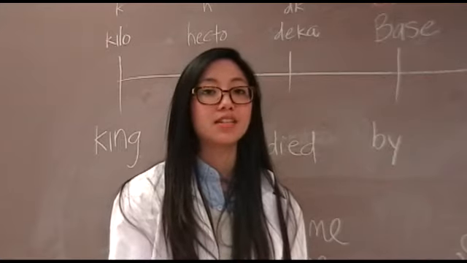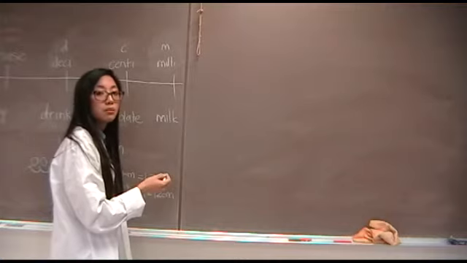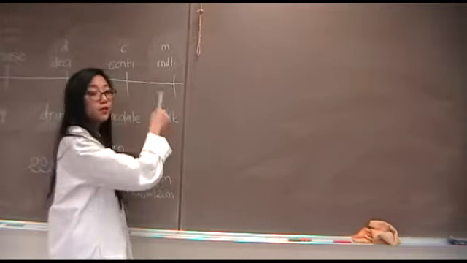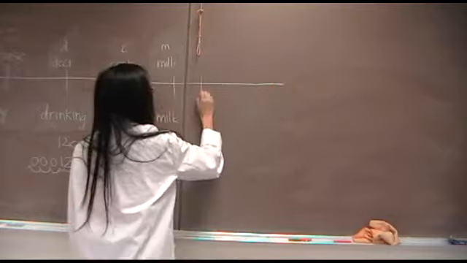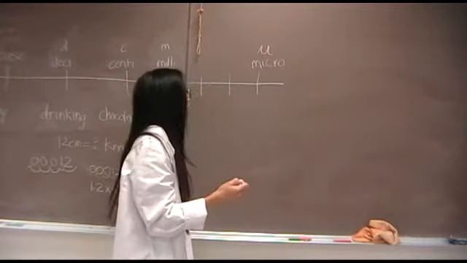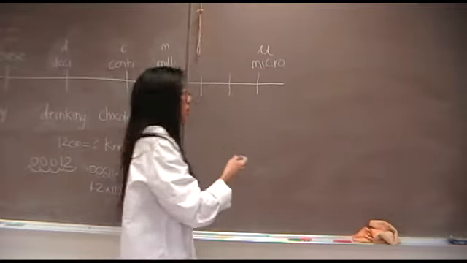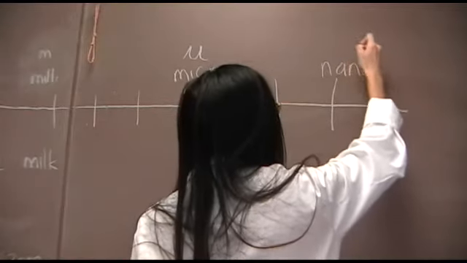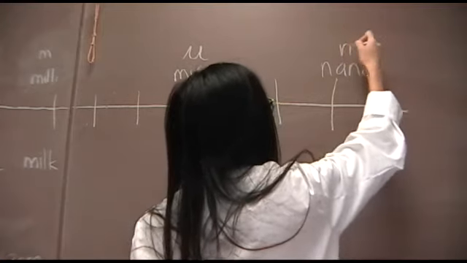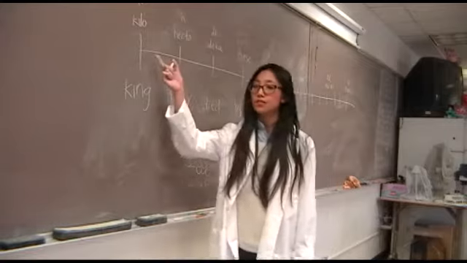For this lab, this chart needs to be expanded a little bit. So micro, which is symbolized by mu, is 3 spaces away from milli. And then nano, which is symbolized by little n, is 3 spaces away from micro. Mega, which is symbolized by a capital M, is 3 spaces away from kilo.